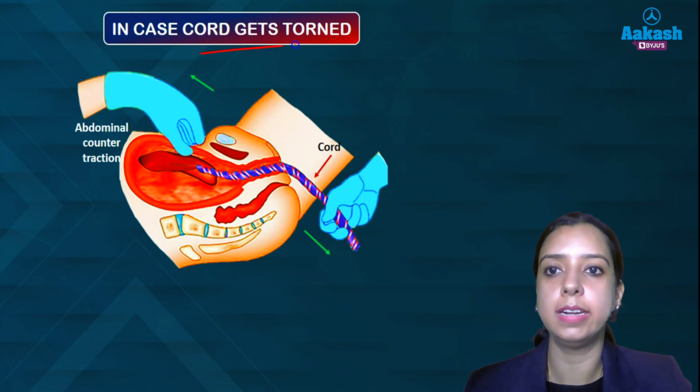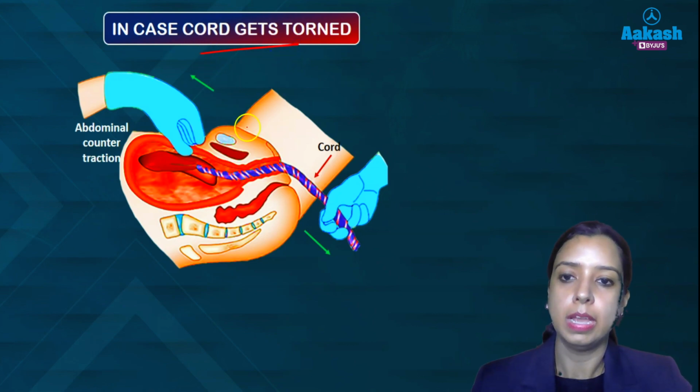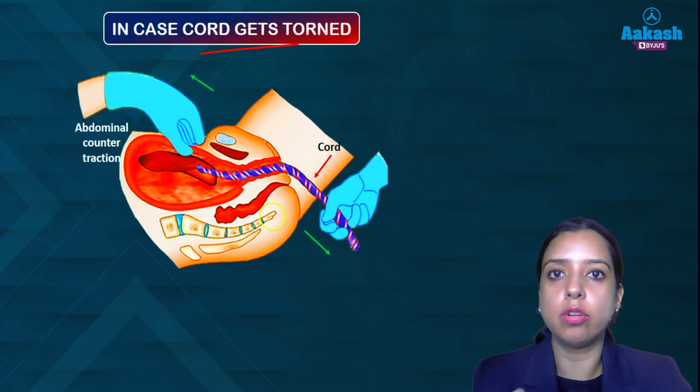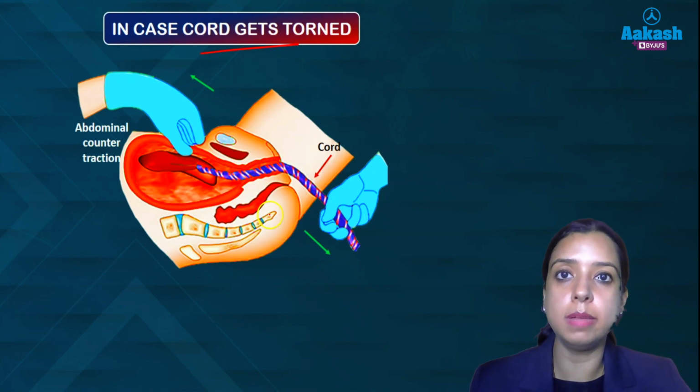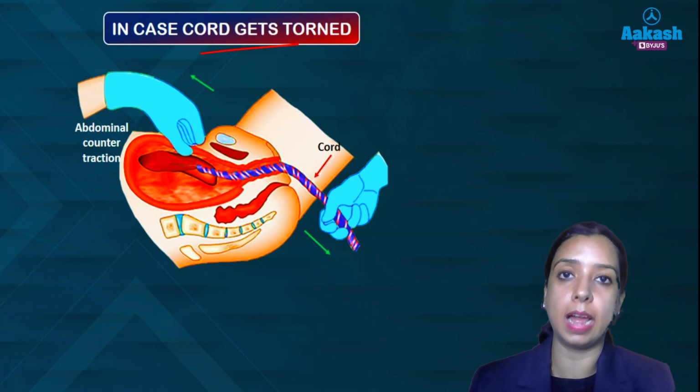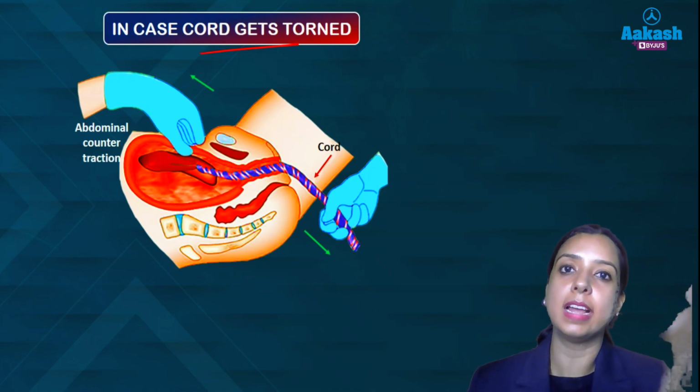One question was asked last year in NEET. In case the cord gets torn, what will you do now? In case your cord is fragile and gets torn, then you cannot do controlled cord traction. You have to do the manual removal. You have to insert your right hand inside the uterus, look for a plane between the placenta and the uterus and go in a slicing manner.